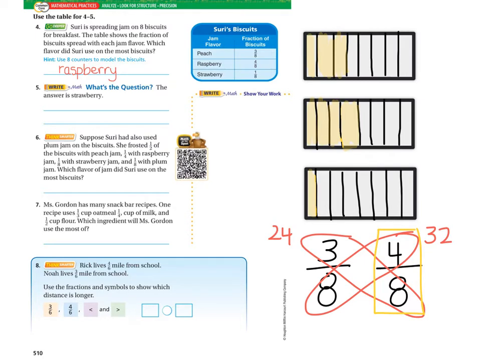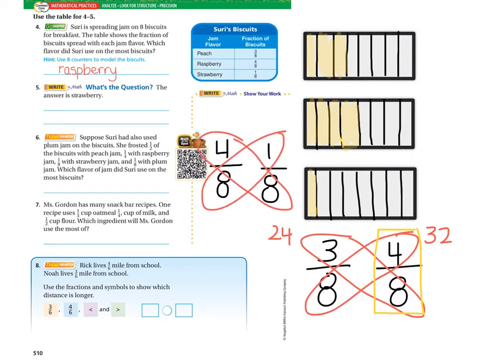If I wasn't sure, I could also compare 4/8 with that third fraction, which is 1/8. So I'm going to take my larger fraction from my first little battle, which is 4/8, and then the third fraction is 1/8, and I will do the same thing. Draw my butterfly wings. 8 times 1 is 8. 8 times 4, again, is 32. Again, I see my larger fraction is 4/8. Again, 4/8 goes with raspberry, and that is our answer.